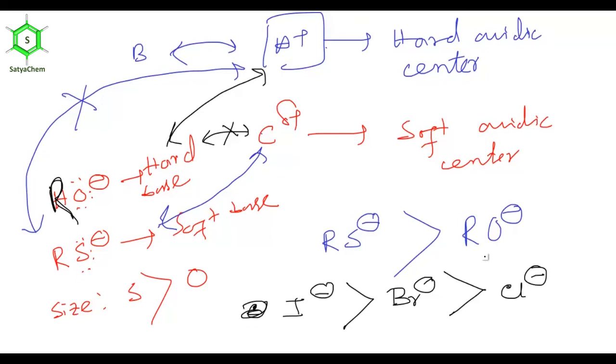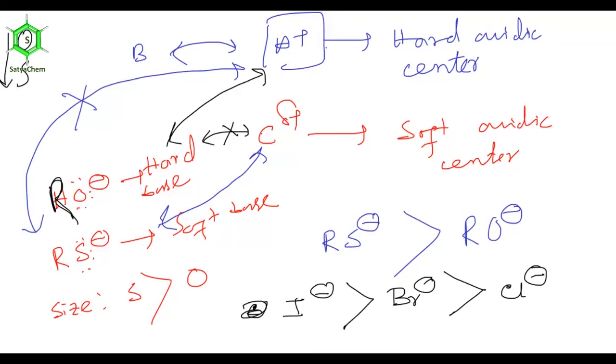From this data, from this concept, we can conclude that if attacking or donor atoms are in the same group in a periodic table, then on moving from top to bottom, the order of nucleophilicity increases. Basicity decreases, but nucleophilicity increases. Obviously, oxygen and sulfur are in the same group.